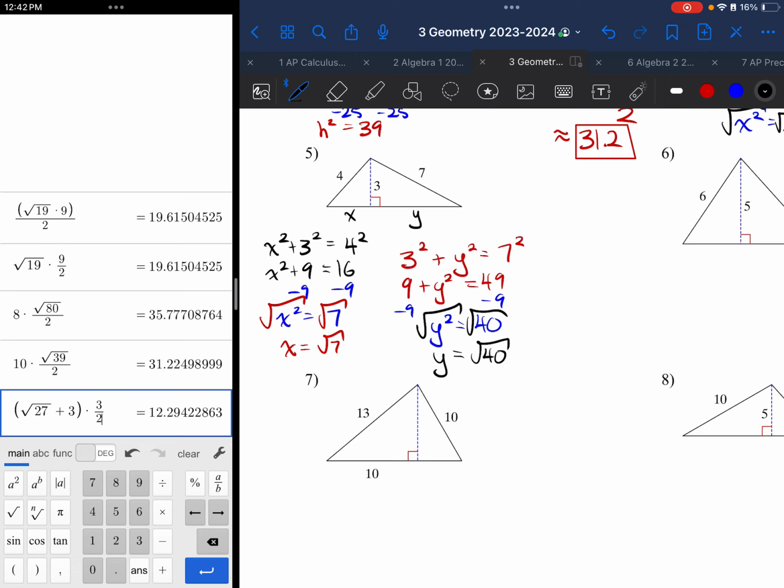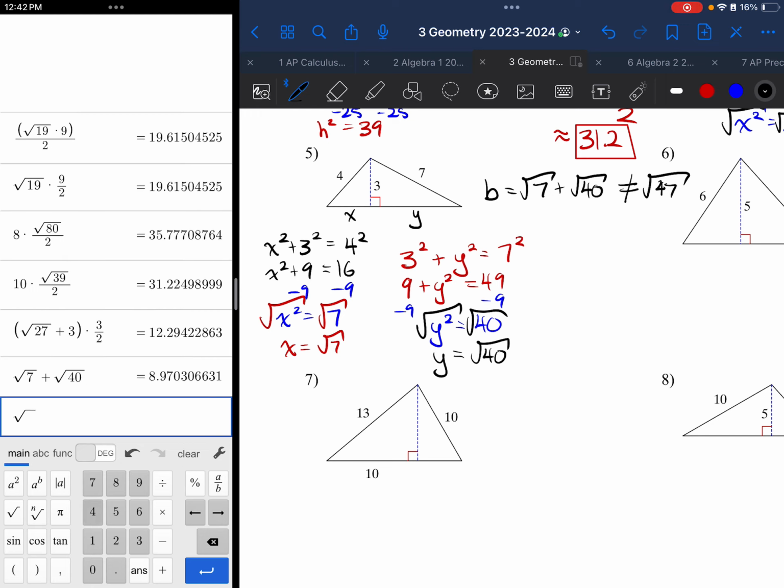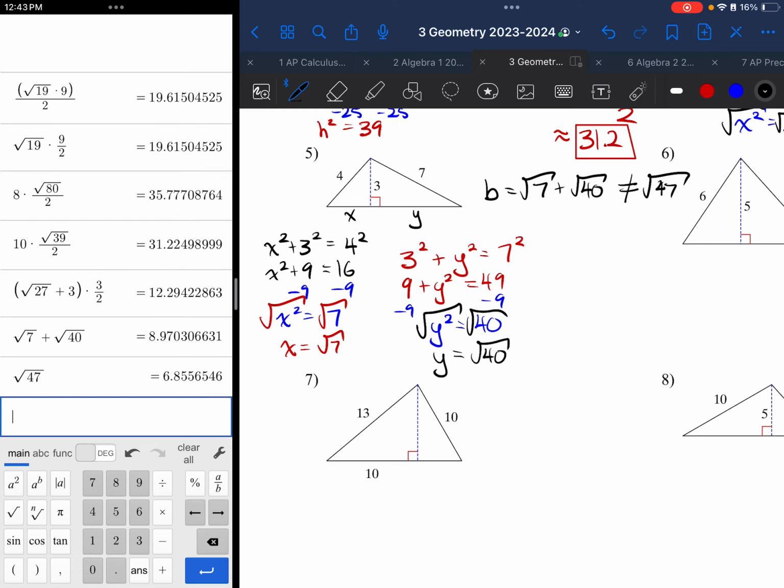All right, so we have a height, it's 3. We have a base, and the base in this problem is the square root of 7 plus the square root of 40. Some people might think that that is the square root of 47. That is not equal to the square root of 47. Be careful, because I will prove it to you. Watch this, with a calculator. The square root of 7 plus the square root of 40, square root of 40 is that number, and the square root of 47 is that number. These two numbers are not the same. One is 8.97, the other one is 6.86.